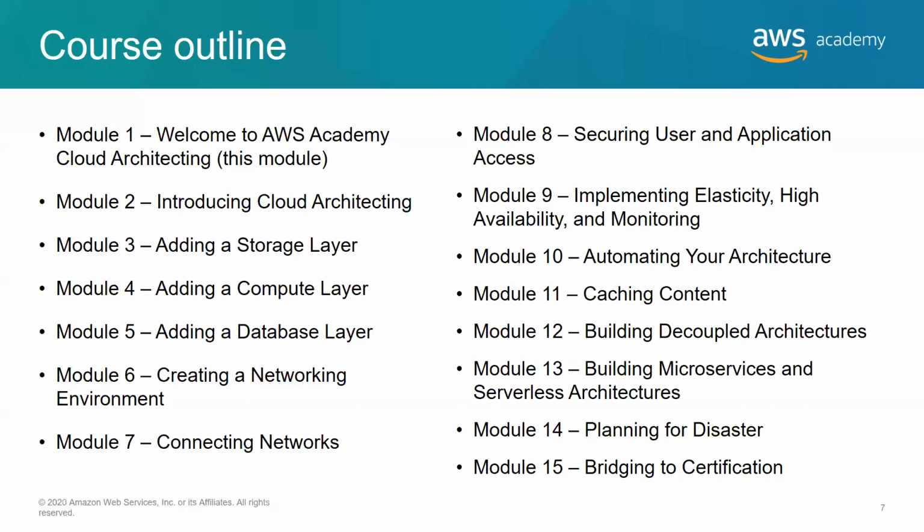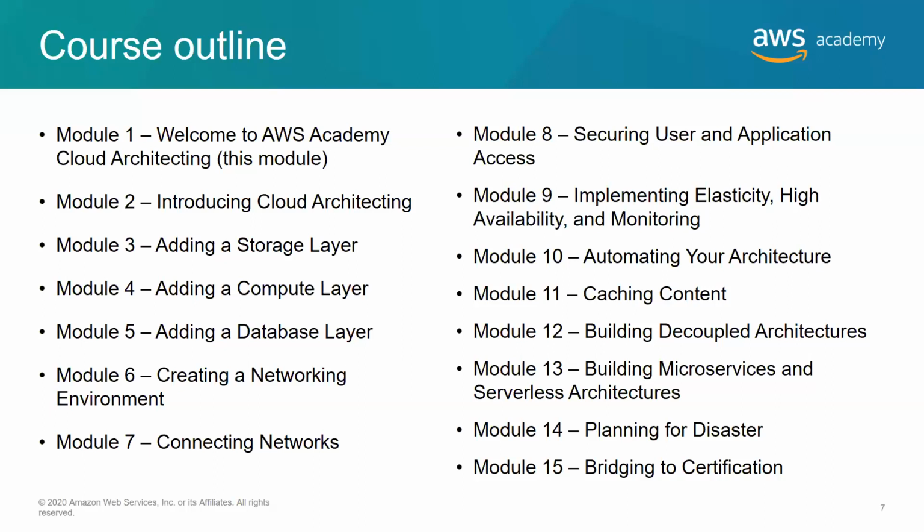And in the sixth module, we'll discuss the networking environment, how to create a networking environment. So we will discuss CIDR numbers and all this stuff, even connecting the network. And what are the other resources we're going to use to connect with your network? Then in module 8, we're going to secure your user application. We're going to discuss IAM, identity access management. Then in module 9, implementing elasticity, high availability, monitoring, all those things we discuss. Then module 10, we're going to discuss automating your architecture.